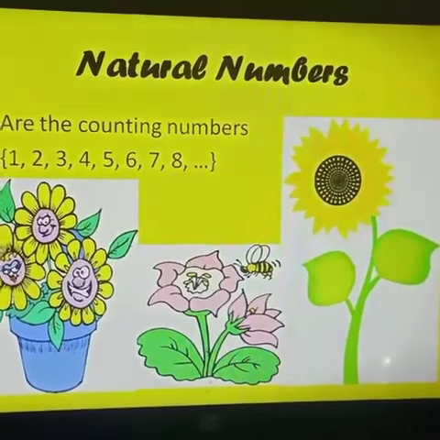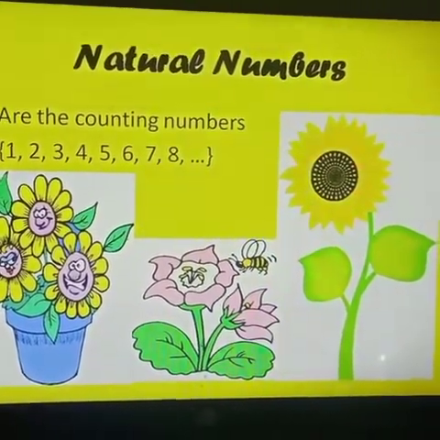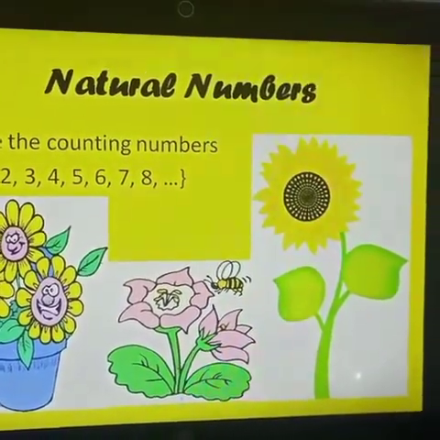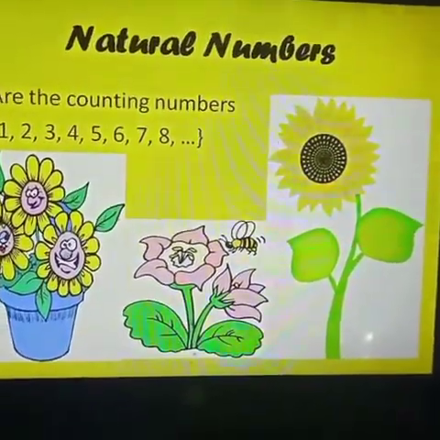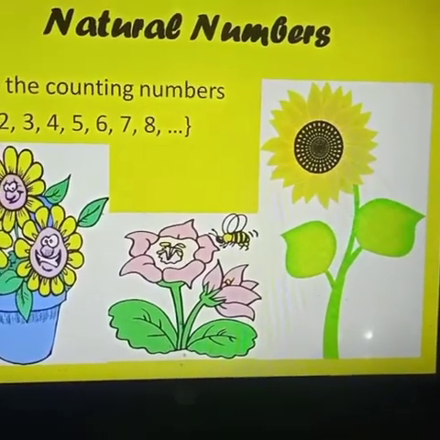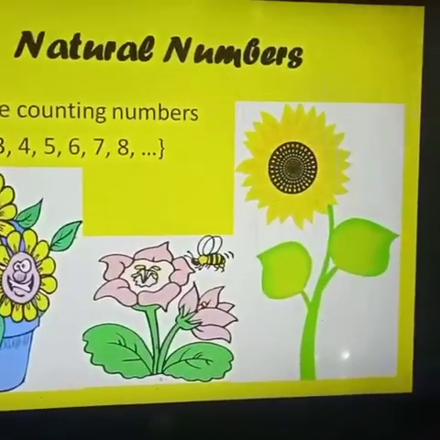Natural numbers are the counting numbers which start with 1. Generally all the counting numbers start with 1: 1, 2, 3 and so on. So all the counting numbers are called natural numbers.